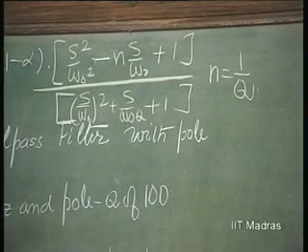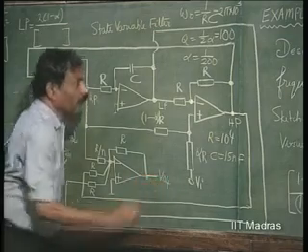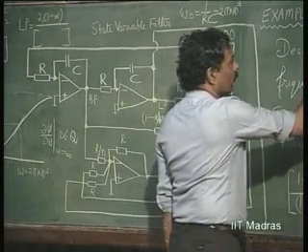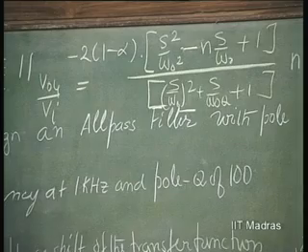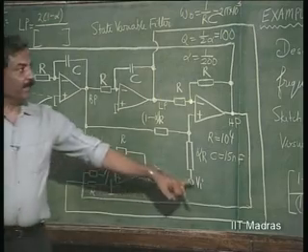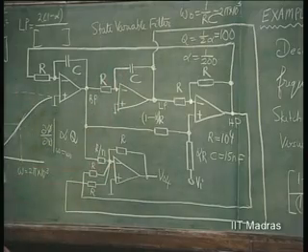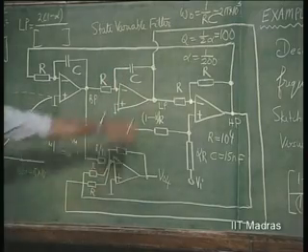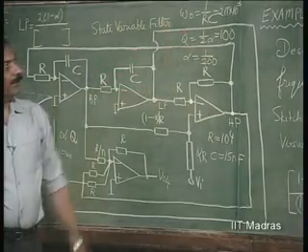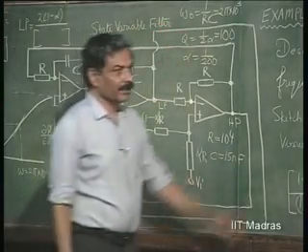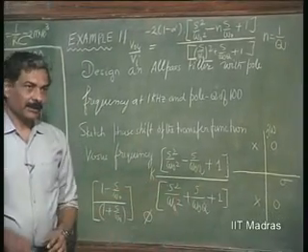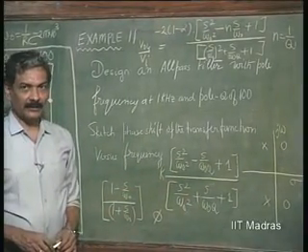So, this is the output, let us say V naught 4. So, this is equal to V naught 4 by V I. V naught 4 divided by V I is that, and that design is over. We have already made Q equal to 100, omega naught equal to 2 pi into 10 to the power 3, and if I make n equal to 1 over Q, I would have achieved the all pass filter design.